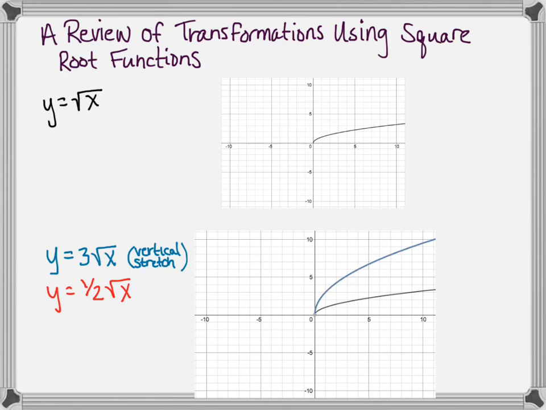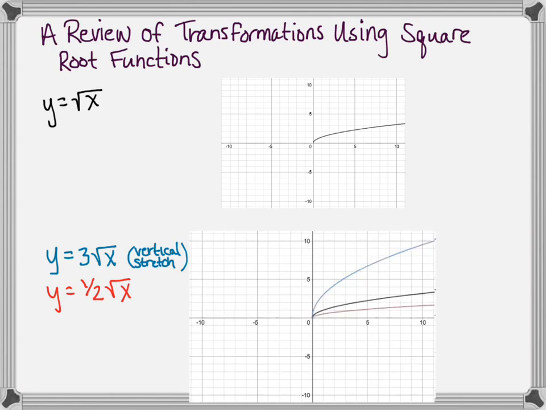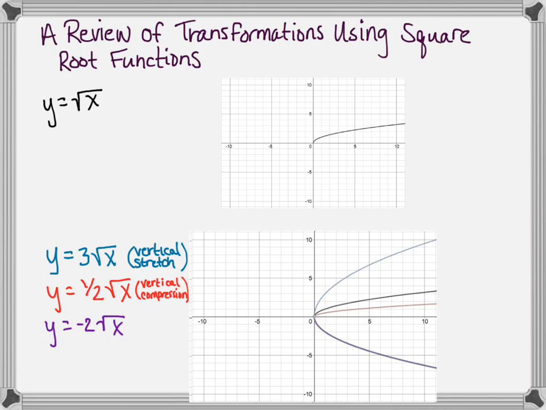Y equals 1/2 the square root of x. We can see in the red graph this is a vertical compression. Y equals -2 times the square root of x. Okay, this is a combination from the purple graph. It's a vertical stretch and a reflection over the x-axis.